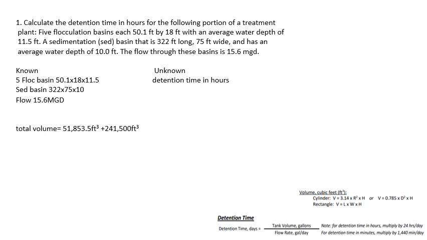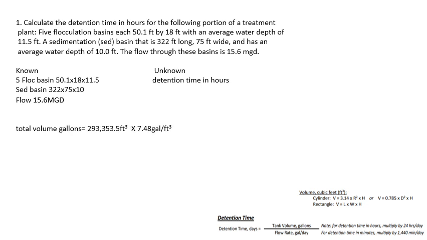So you're going to add the two total amounts together to get the total volume from the 5 flock basins and the sedimentation basin. Gives you a total volume of 293,353.5 cubic feet.